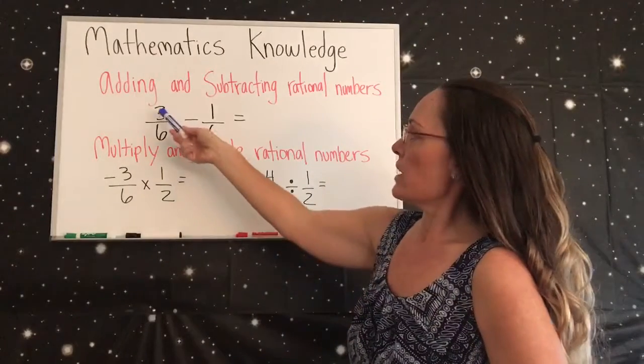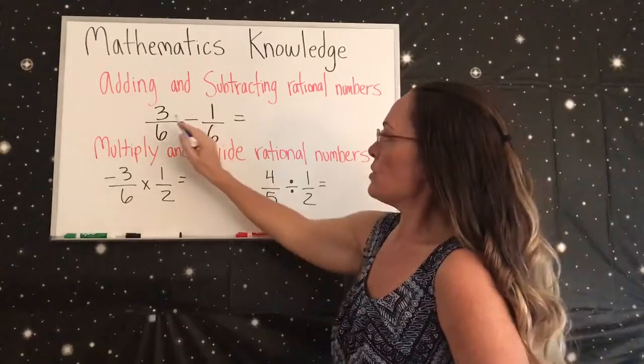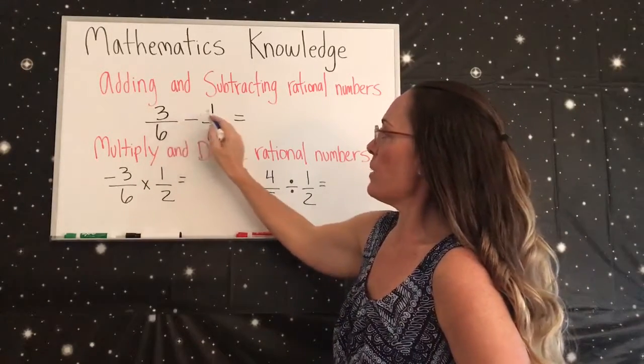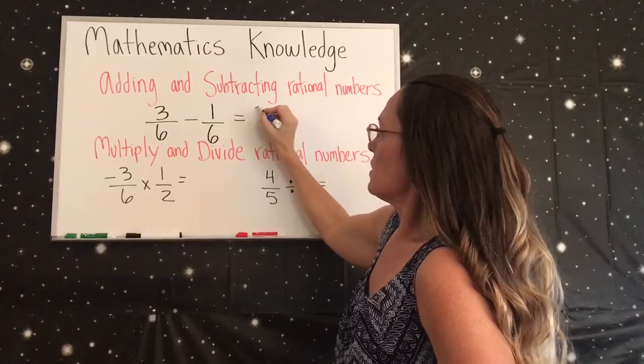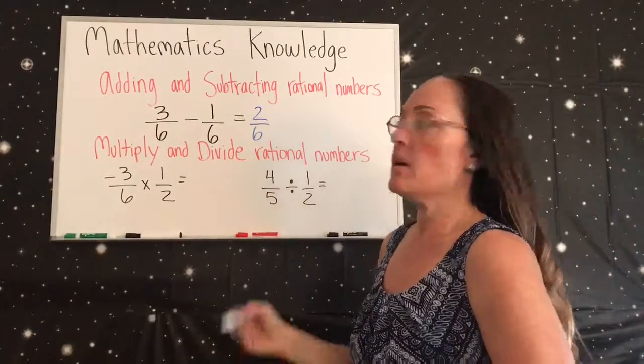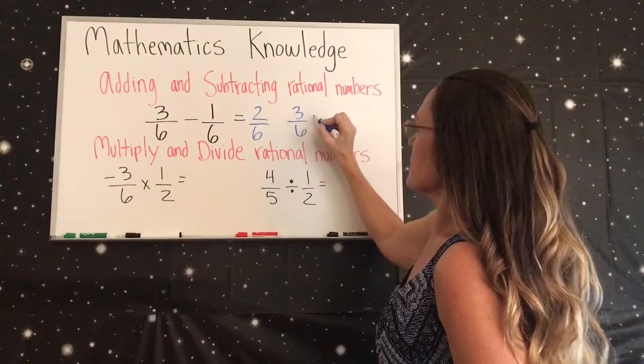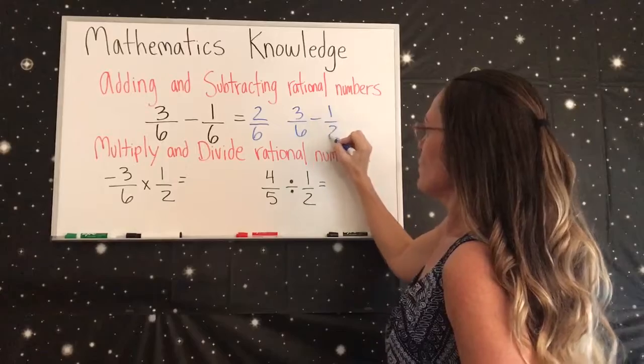So this one has 3 over 6 minus 1 over 6. So we're just going to subtract normally on top. So 3 minus 1 is 2. And then we keep the bottom the same. Now let's say we had 3 over 6 minus 1 over 2.